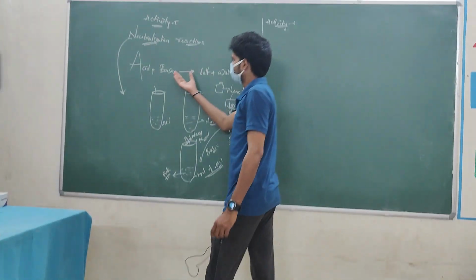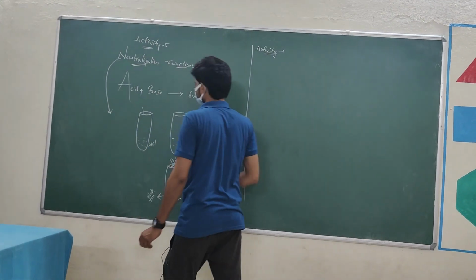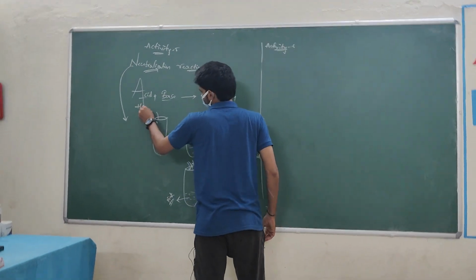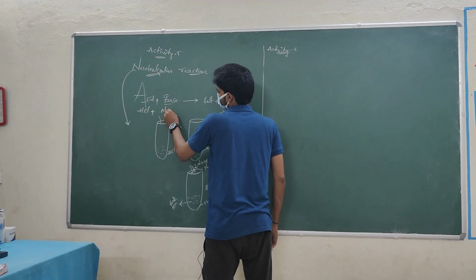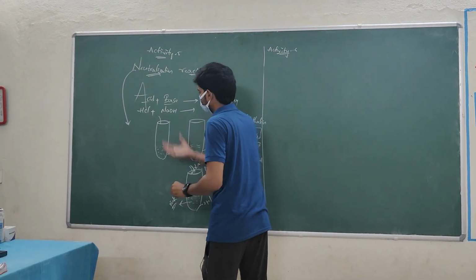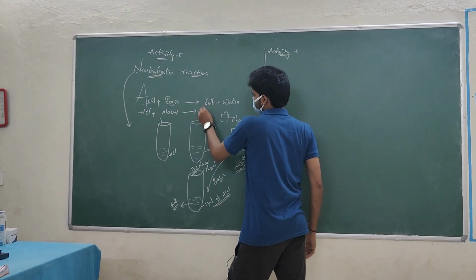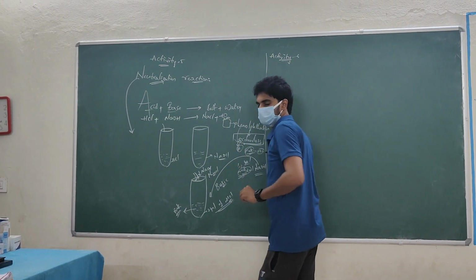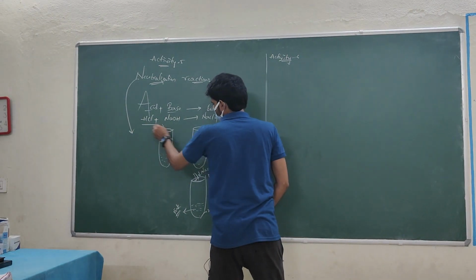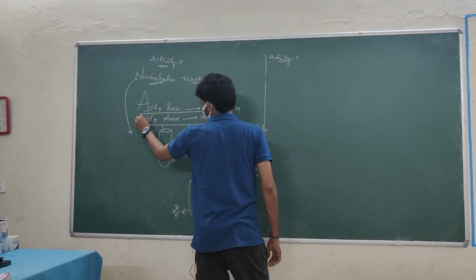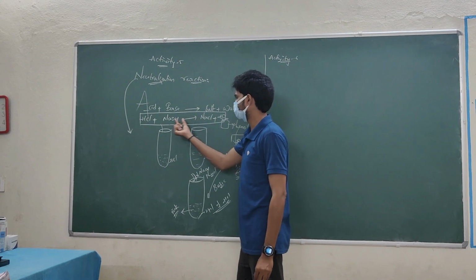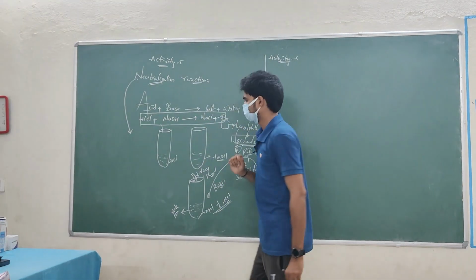So coming to the reaction that has happened here: when an acid like HCl reacts with a base like sodium hydroxide, a salt, sodium chloride, is formed and water, H2O, is liberated, right? I have written the reaction here: HCl is added to sodium hydroxide, and we get sodium chloride and water, right?